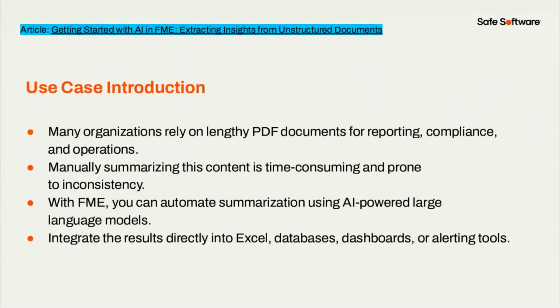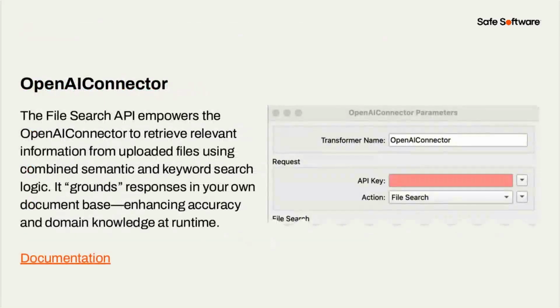So let's look at the first use case. This one is extracting insights from unstructured documents. I'm looking at a very large PDF document here. This is a financial report by Nike for 2024. It's over 100 pages long, and I'll show how FME can analyze it. So instead of having someone go through and manually summarize this content, we're going to have AI look at it as well. And then we can integrate the results from this into something like Excel, databases, dashboards, or alerting tools for use later down the line. So first, I'm starting with the OpenAI connector.